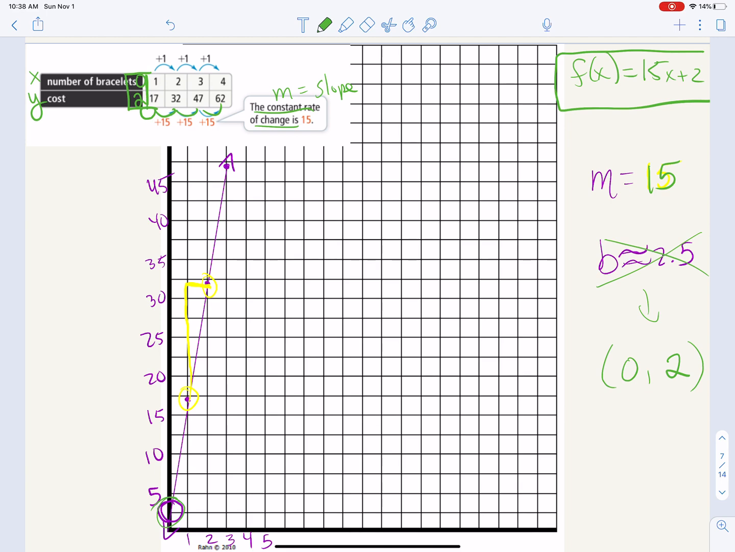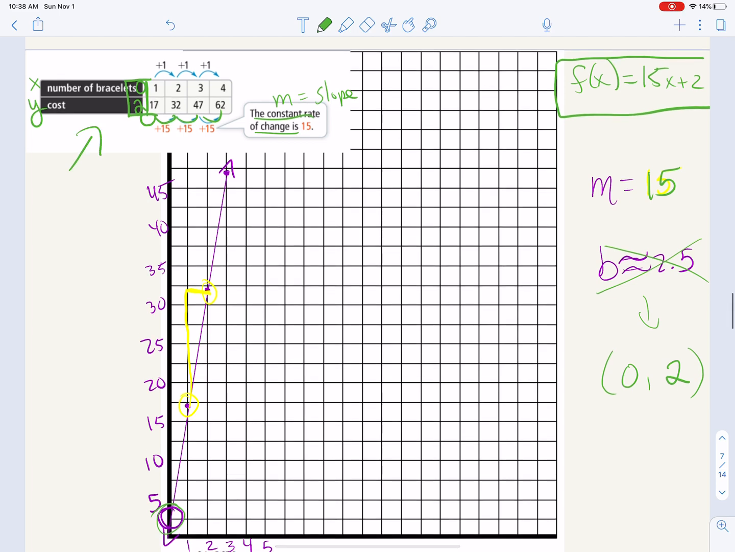Okay, so some things that are important here, guys. When you are looking at a table to write an equation, you need to make sure your x values are increasing by 1, okay? They need to be in order, consecutive. And then the y values are going to increase by whatever the rate is, but it will be constant, okay? So the change in the y values shouldn't be different. It should be a constant number.